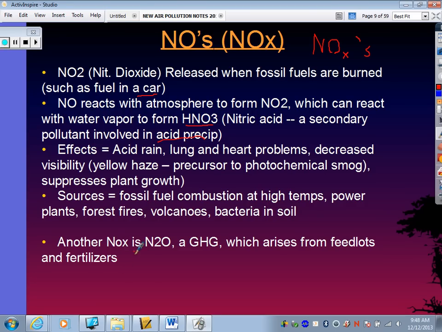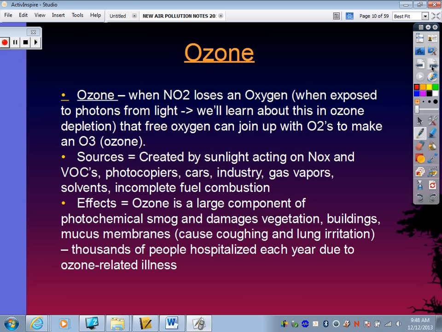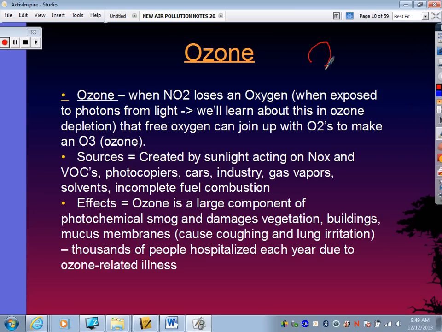And then one more NOx is N2O, which is nitrous oxide, a greenhouse gas. We'll come back and talk about that some more in climate change in a couple weeks. And this is mostly going to come from farming, agriculture, and fertilizers. Okay, on to ozone. Ozone is O3. That's very important to know. We'll talk a lot about this guy all throughout this month.